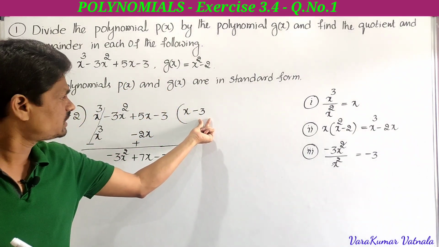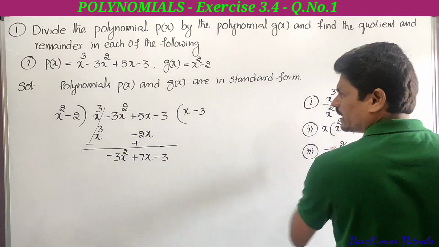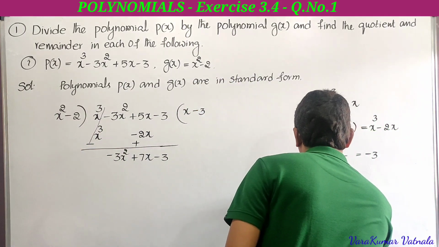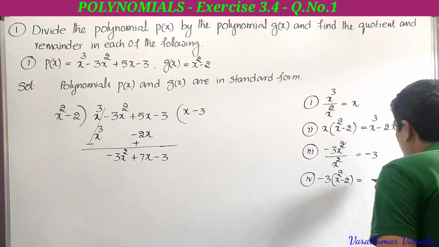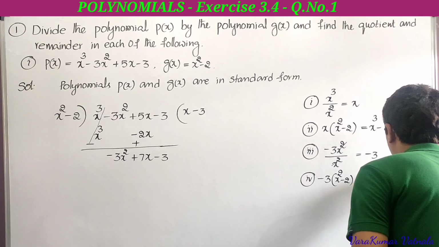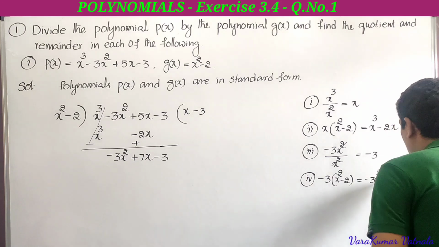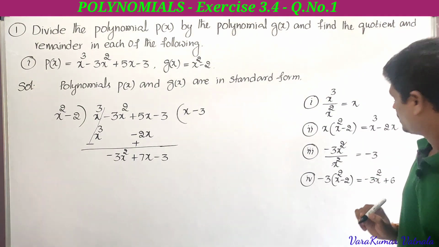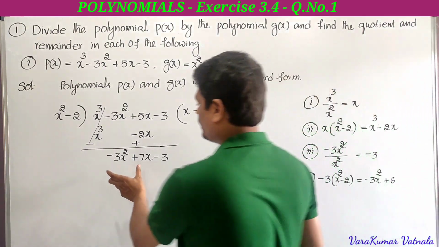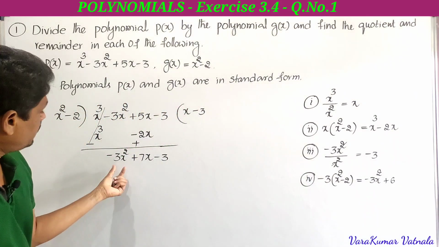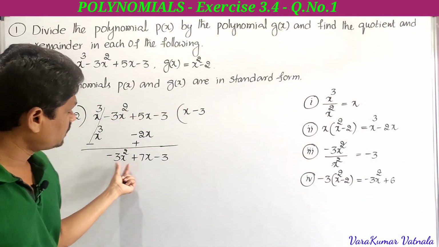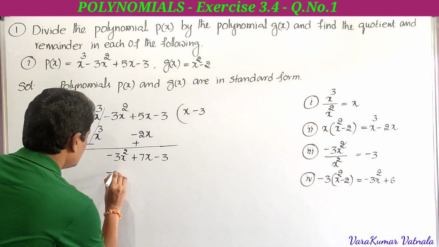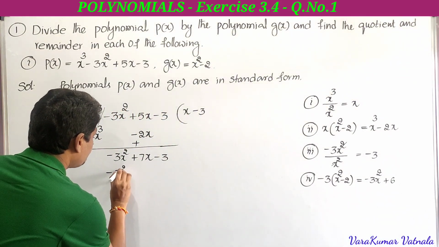After writing minus 3 in the quotient place, multiply minus 3 with the divisor, x square minus 2. Multiply minus 3 into x square, we get minus 3x square, and minus into minus gives plus 6. Minus 3x square plus 6. Now we have to write this below the dividend. The x square term here is minus 3x square, so write minus 3x square.